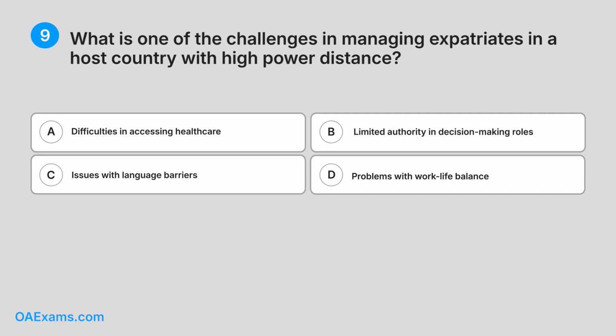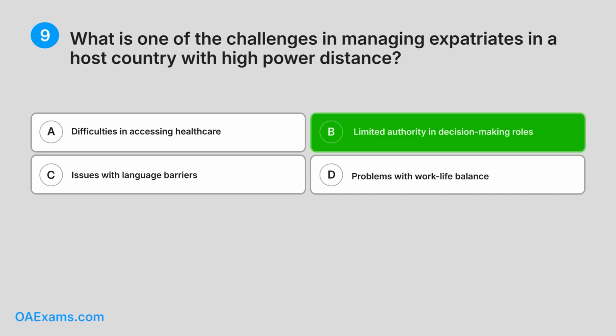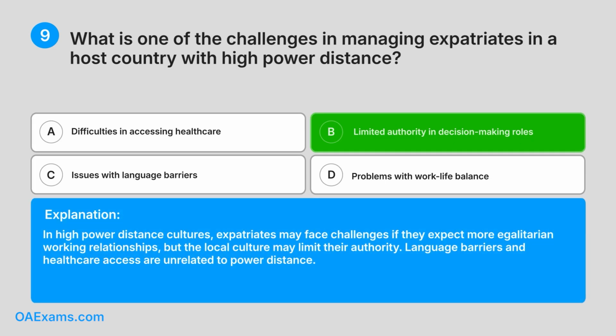Correct answer. B. Limited authority in decision-making roles. Explanation. In high-power distance cultures, expatriates may face challenges if they expect more egalitarian working relationships, but the local culture may limit their authority. Language barriers and healthcare access are unrelated to power distance.